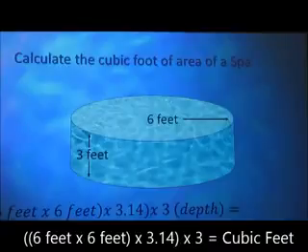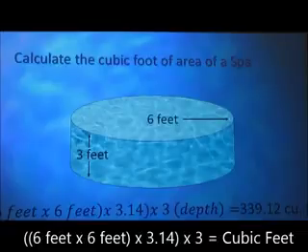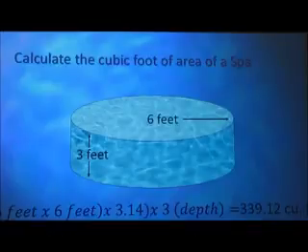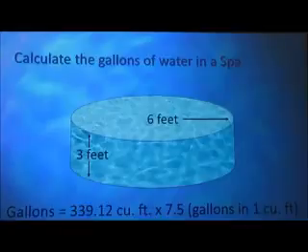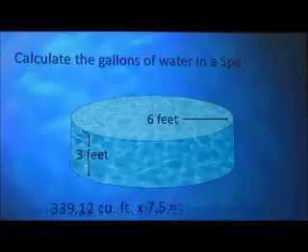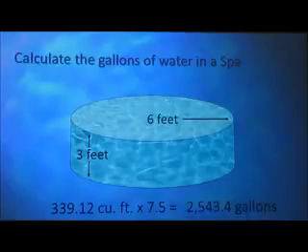So in this spa, we have 339.12 cubic foot of area. Because we know 7.5 gallons of water fits into a cubic foot, if we have 339.12 cubic feet, we would simply multiply that by 7.5 to determine how much water is in the spa. 339.12 times 7.5 equals 2,543.4 gallons.